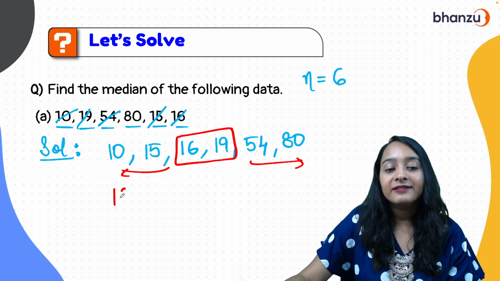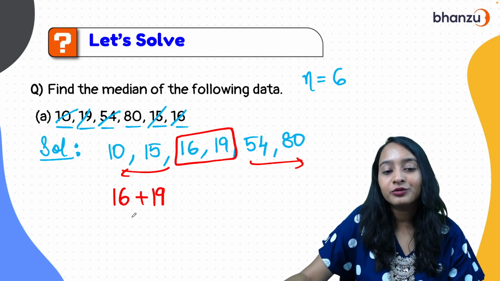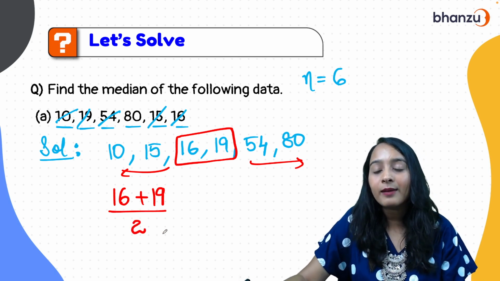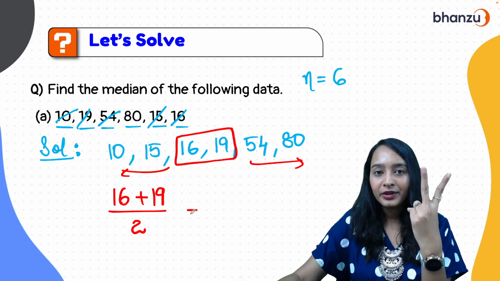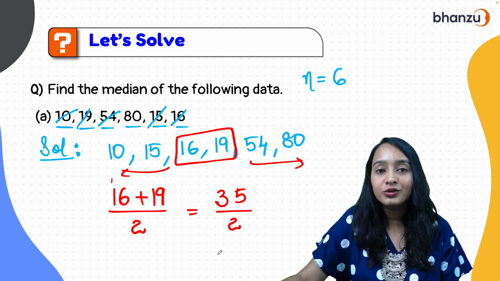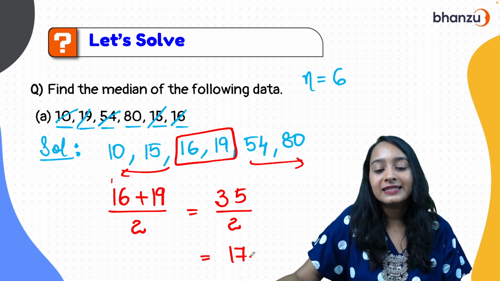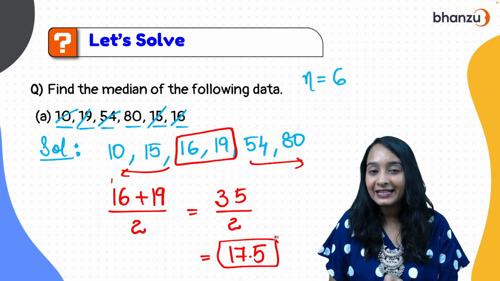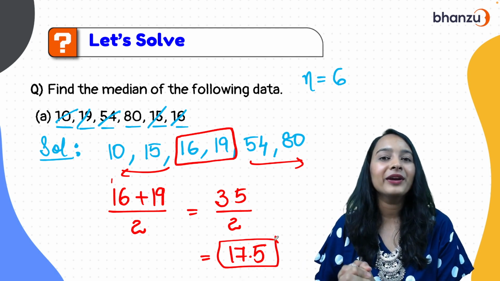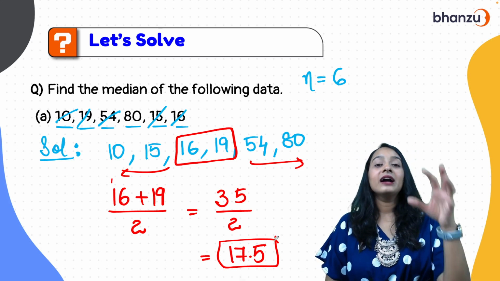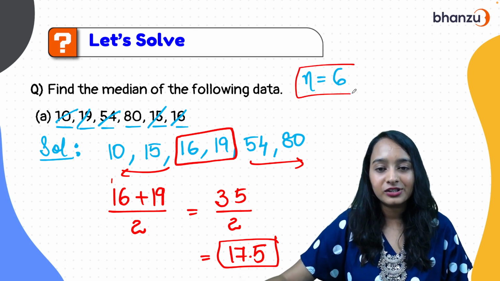We take the average of the 2 numbers, the sum of the observations divided by the total number of observations, which are 2. So 16 plus 19 is 35, and then you have 35 by 2, which is equal to 17.5. So what is the median of the data? It is 17.5. Alright. So this is what you do when you have an even number of observations.